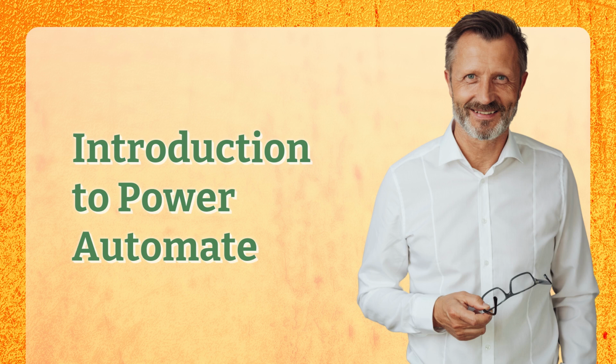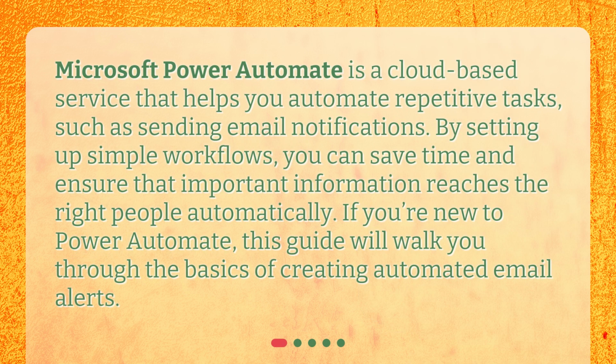Introduction to Power Automate. Microsoft Power Automate is a cloud-based service that helps you automate repetitive tasks, such as sending email notifications. By setting up simple workflows, you can save time and ensure that important information reaches the right people automatically. If you're new to Power Automate, this guide will walk you through the basics of creating automated email alerts.